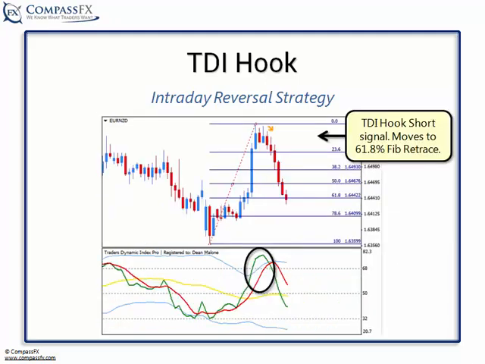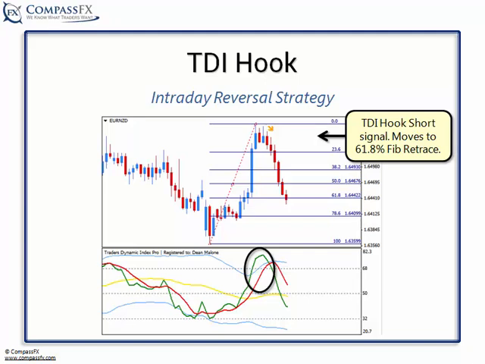I often have folks ask me when they're in a trade, where do I get out? What am I looking for? What should be my target? One of those targets can be a fib retracement. In the case of the TDI hook, we're looking at a reversal. So you could be looking literally at a fib retracement as a target.